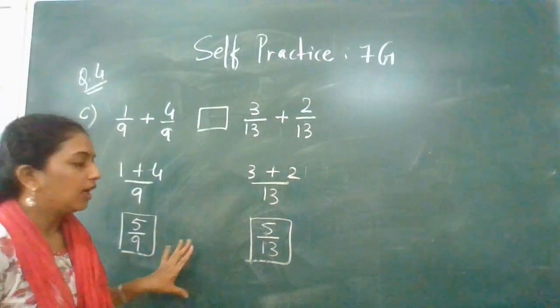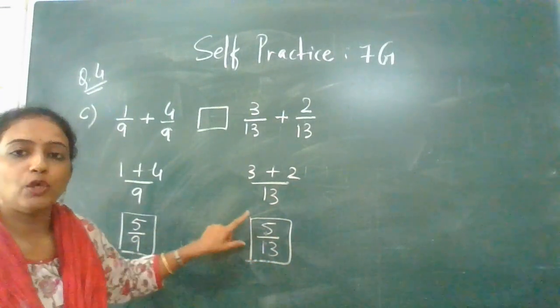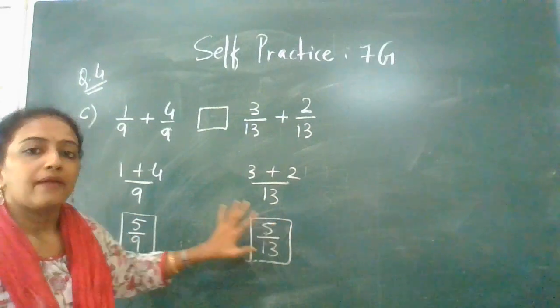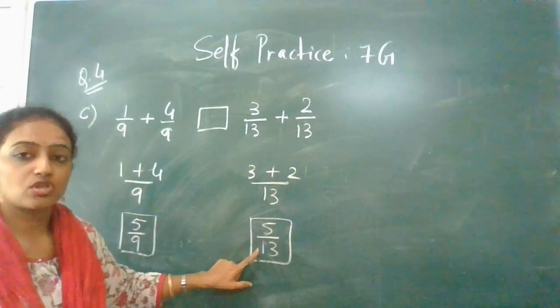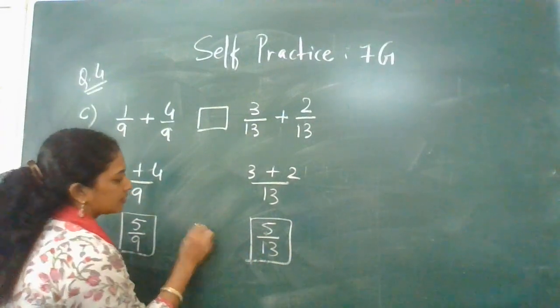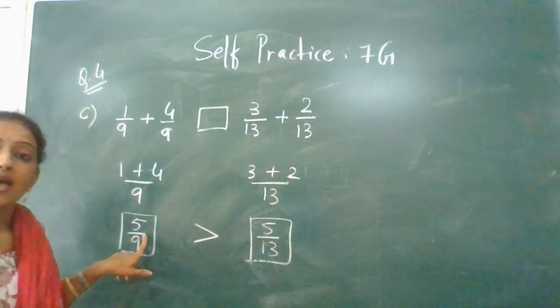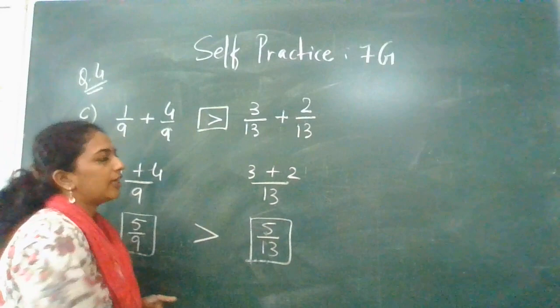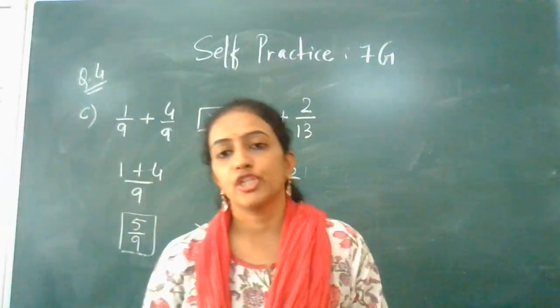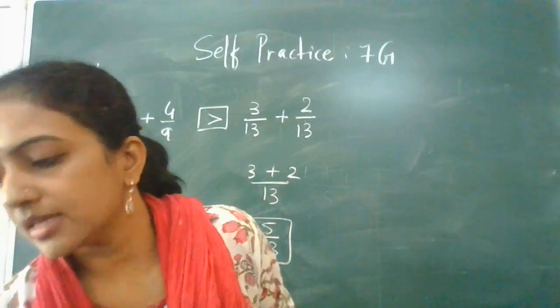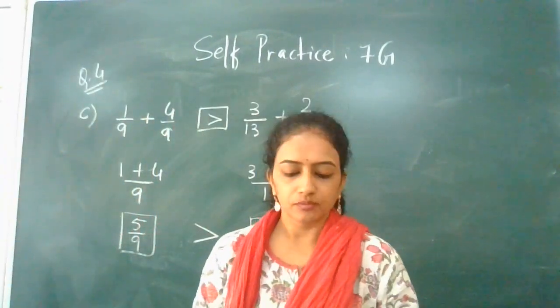It means what? Here this fraction's value is lesser than this fraction. So if the value of this fraction is lesser, it means this is smaller and this is bigger. Okay, now the same way you have to do D, because it is also having the same thing. It is unlike fraction only.